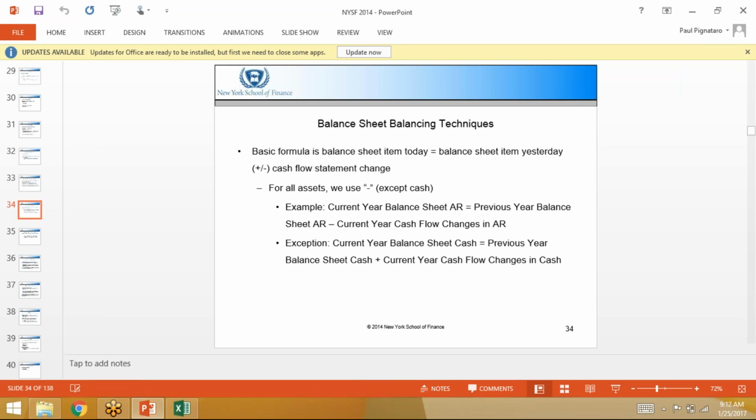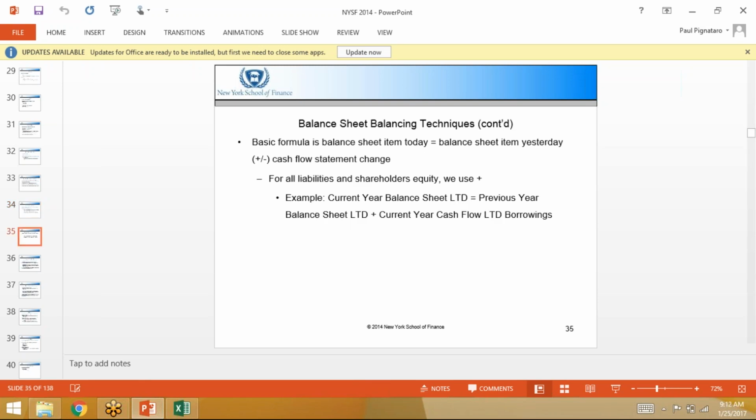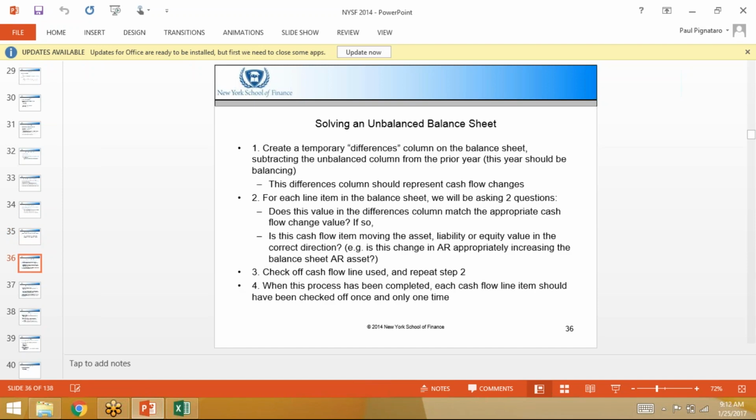Okay. For liabilities, it's a plus inside. For liabilities and for shareholders' equity. Because the relationship between cash and a liability is such that if cash is up, the liability is up, or if cash is down, the liability is down. Right? That's the idea, the concept.